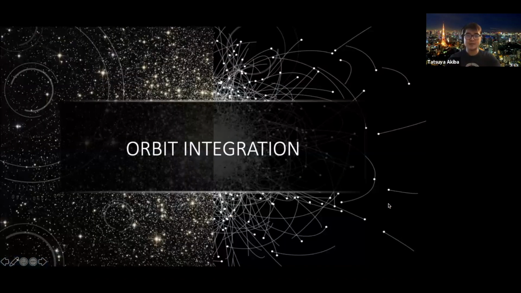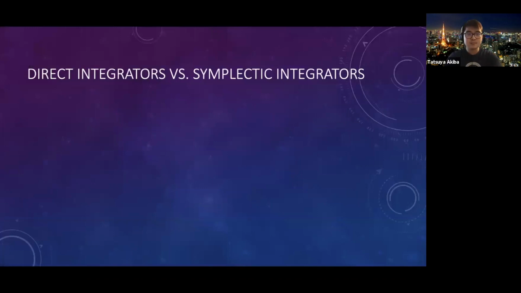Now I'm going to move on to orbit integration. Now we have the force that we want on each particle. How are we going to get the new positions and velocities of the particles at the next time step? In terms of orbit integrators, they're usually split into two types. One is called direct integrators, and the other one is called symplectic integrators.